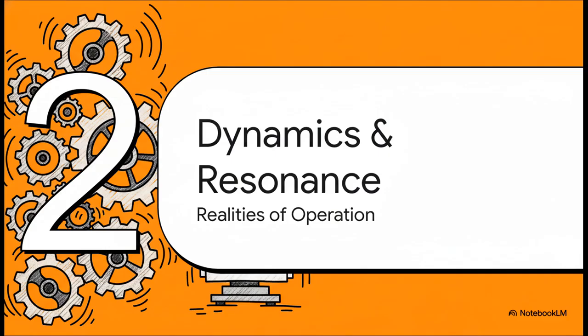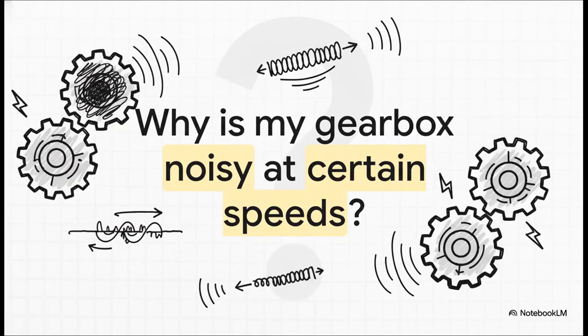We're going from the static design on a piece of paper to the real world of a running machine. And as soon as things start moving, a whole new set of problems appear, namely dynamics like noise and vibration. We've all been there. The gearbox is screaming, but only at a certain RPM. Well, that noise is usually just a symptom of a much deeper issue, torsional vibration. And that vibration can come from a few different places.